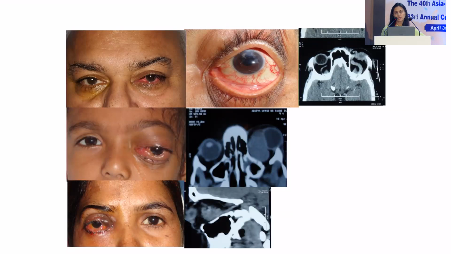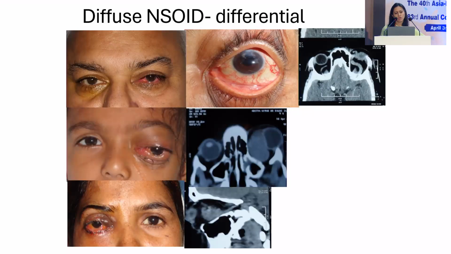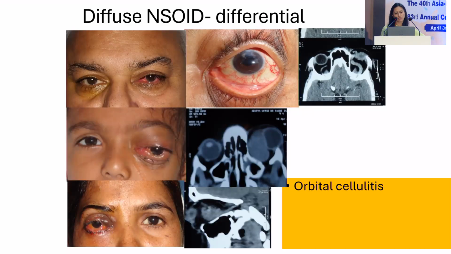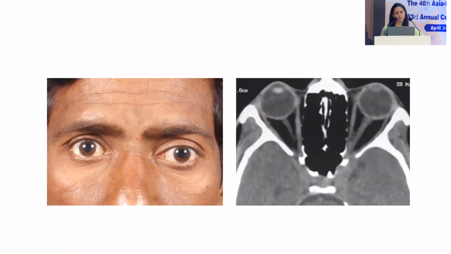The second one was a mass lesion, rhabdomyosarcoma, which presented like an orbital inflammation. The third was a venolymphatic malformation with some acute bleed probably, which presented like an orbital inflammation. So these are all the differential diagnoses of NSOI which we need to be aware of.